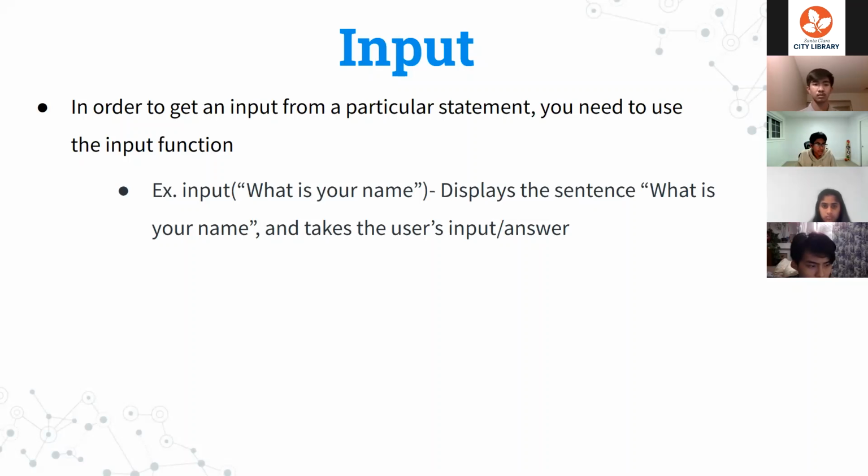So to get an input from a statement, we're going to be using the x.input. We're going to be writing x.input before our sentence that we want to display. It doesn't have to be a sentence. You can put anything in it. It just depends on the data type. So what's your strings and all that.